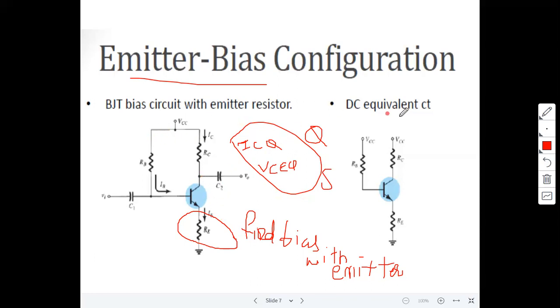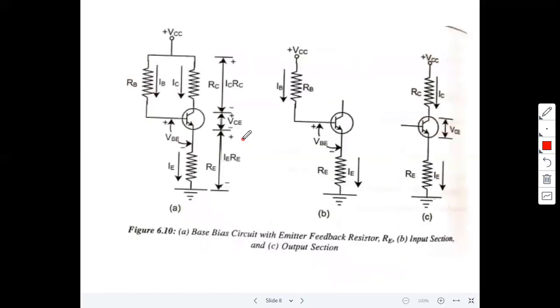Now with respect to DC analysis, all these capacitors are open circuits. This capacitor is also an open circuit. Now this is the circuit. The circuit consists of three resistors, RB, RC and RE. This is our emitter bias circuit here.